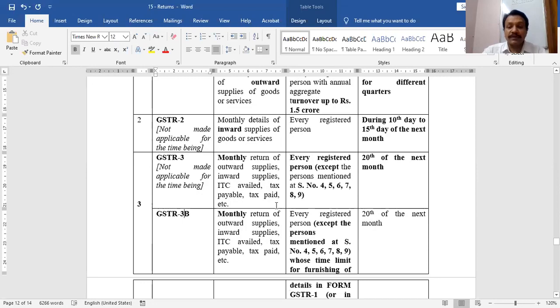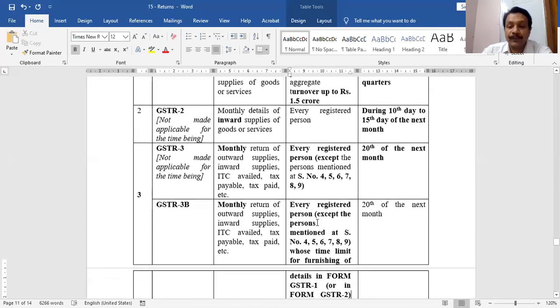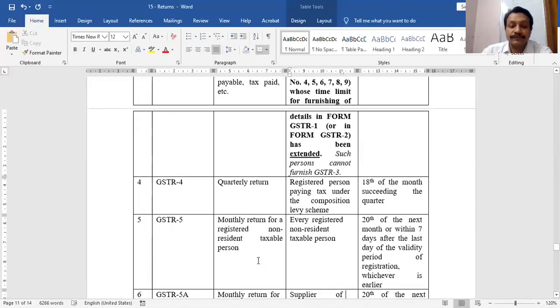Now in 3B, if you remember, the word used is every person has to fill this form, except whom? Except these persons who are mentioned at serial number 4, 5, 6, 7, 8, 9. These are all special persons. So let us discuss these special people who are not supposed to file GSTR 3B. Let us discuss serial number 4. This is the first special person, the quarterly return person, the composition levy scheme taxpayer.